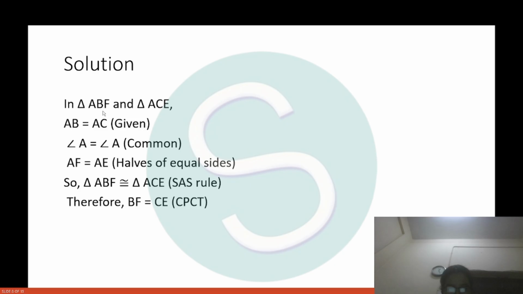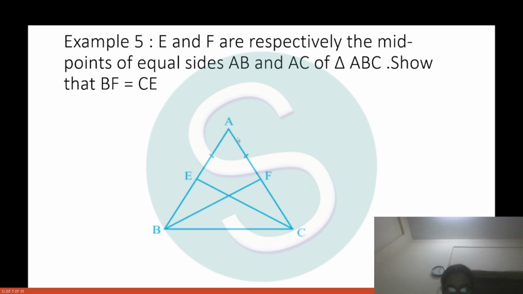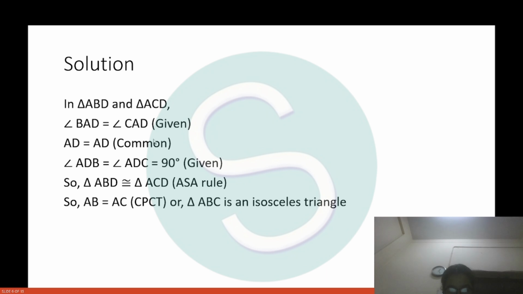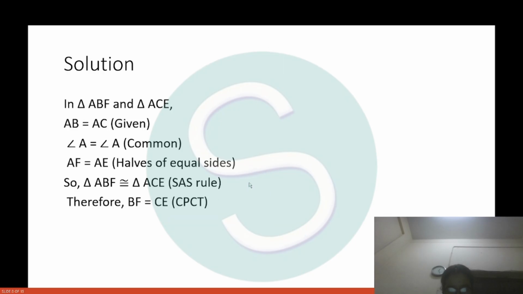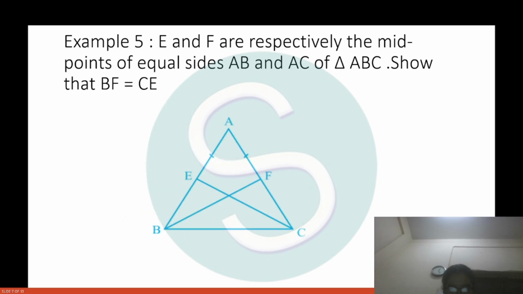So in triangle ABF and triangle ACE, AB equals AC, given to us. Angle A is common. So here, triangle ABF and ACE, right? These are two triangles we will prove congruent.